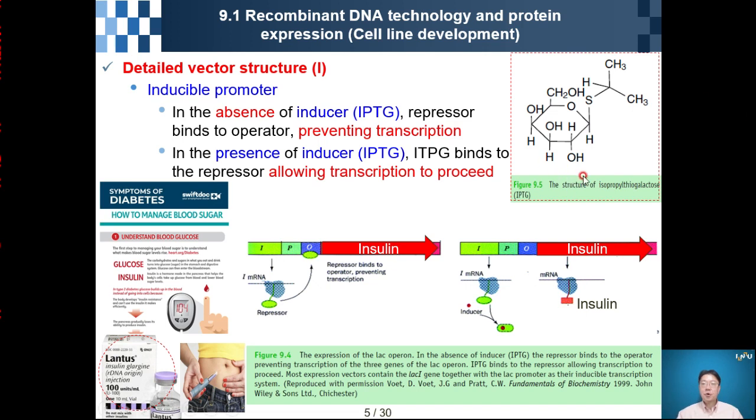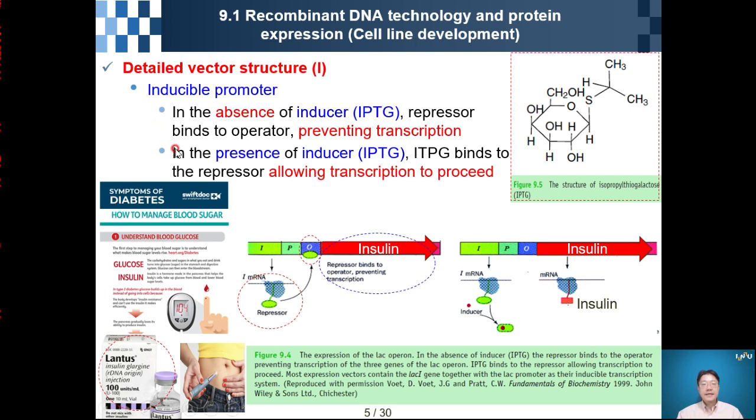The full name of the inducer is isopropyl thiogalactoside, so that's why we call it IPTG. In the absence of the inducer, in the absence of IPTG, the repressor binds to the operator region, so it will prevent transcription.